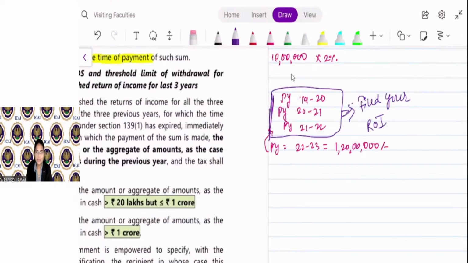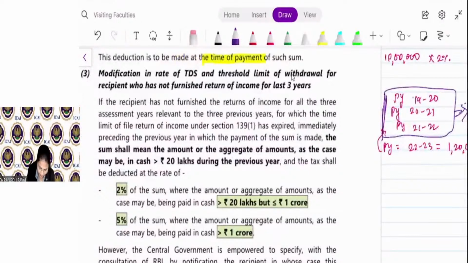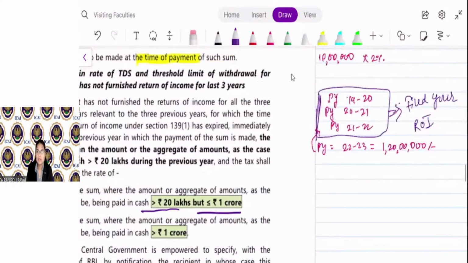Then in that case, the TDS rate is revised, that is 2% of the sum, whether the amount or aggregate of amount, as the case may be, being paid in cash is greater than 20 lakh but less than or equal to 1 crore. So more than 20 lakh but less than 1 crore. So here it comes to 80 lakh rupees, right? So on 80 lakh, the bank will deduct TDS at the rate of 2%. The limit of 1 crore is reduced to 20 lakh if the assessee has not filed the last 3 years return of income.